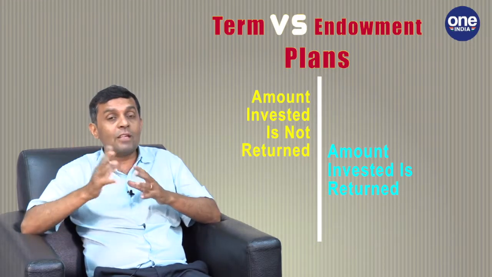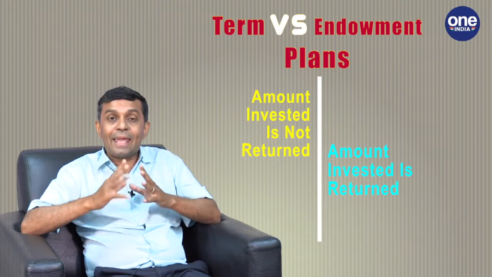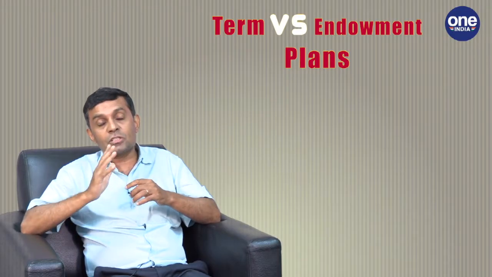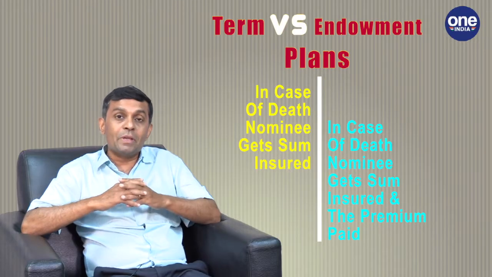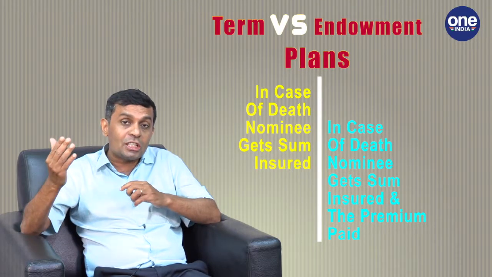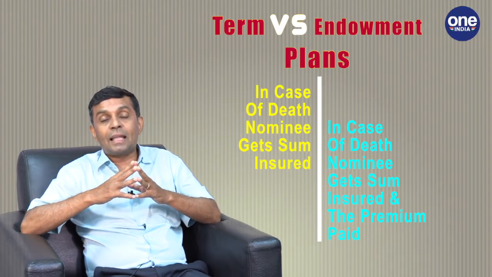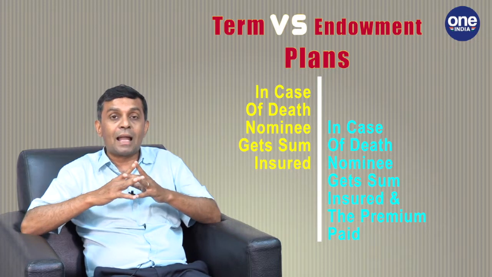Now, in the case of an endowment policy, it's just the opposite. In case a person remains alive, let's say a person is 40 years old and he takes a 20-year policy, then even at 60 years, if the policy holder stays alive, he receives the amount that he's paid by way of premium. That really depends on the bonus and other things.